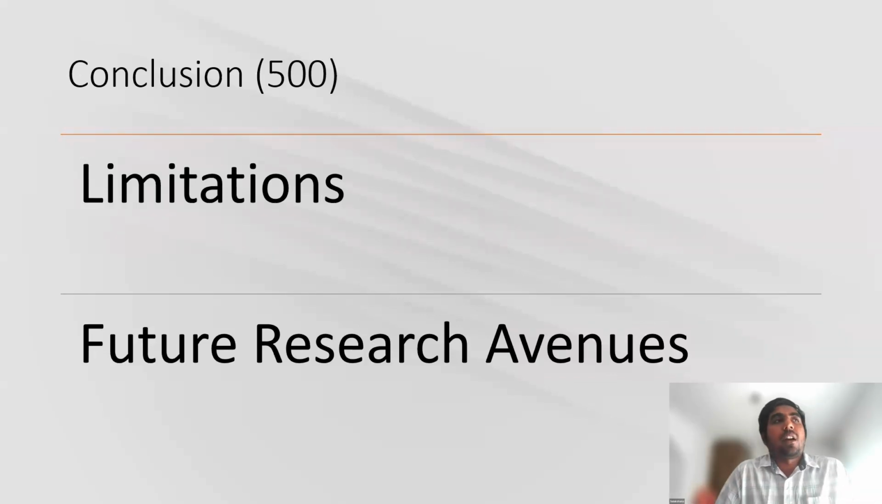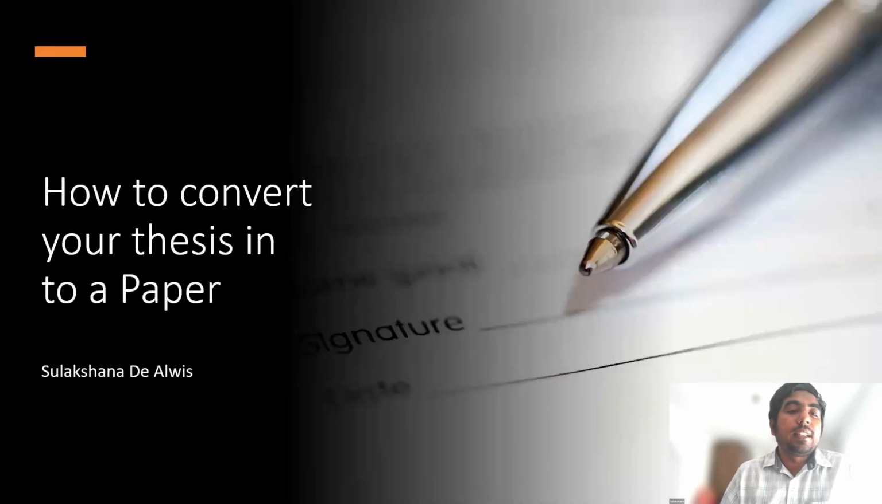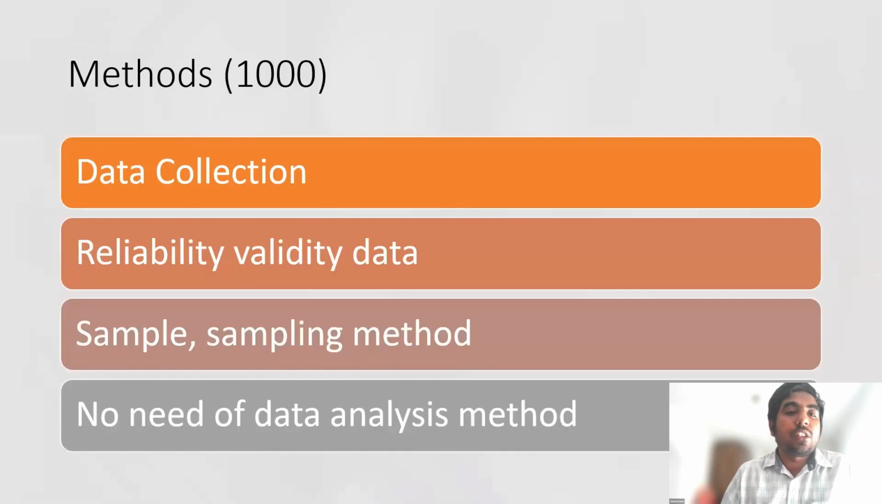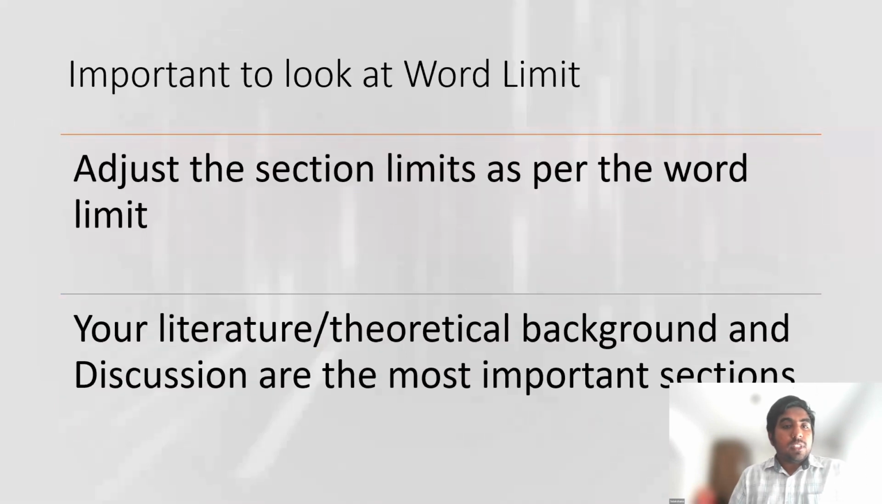Then the reference list comes. You need to do the reference list just as you did in the dissertation. So basically these are the sections, and these are the things you need to add in each section of the paper. And as I said, it is important to look at the word limit. You need to look at the section limits with the word count.